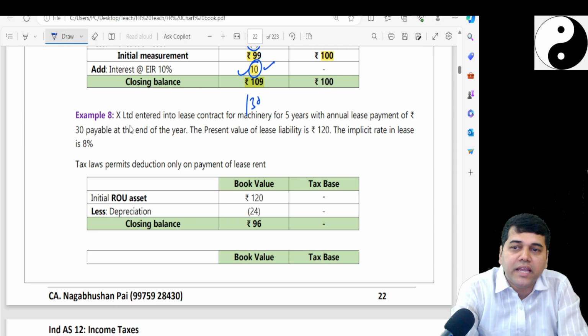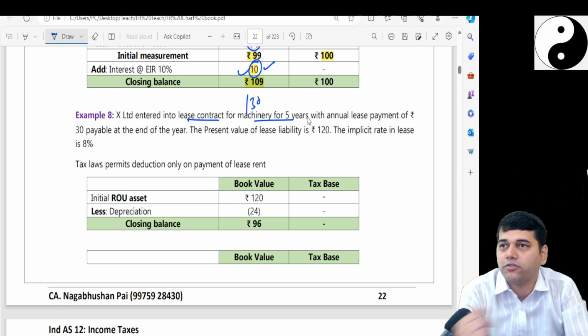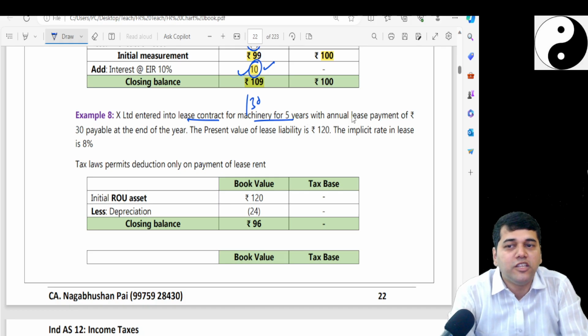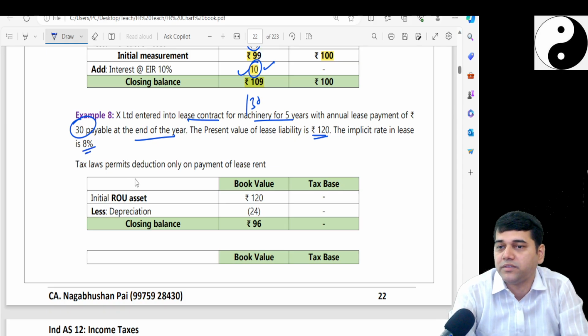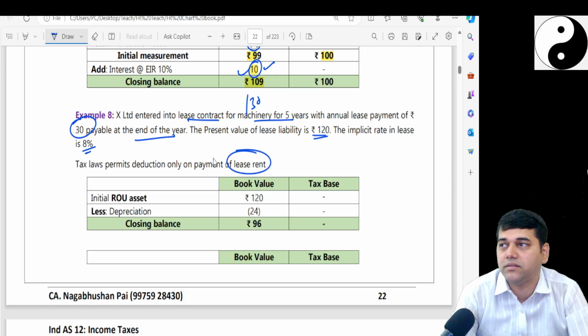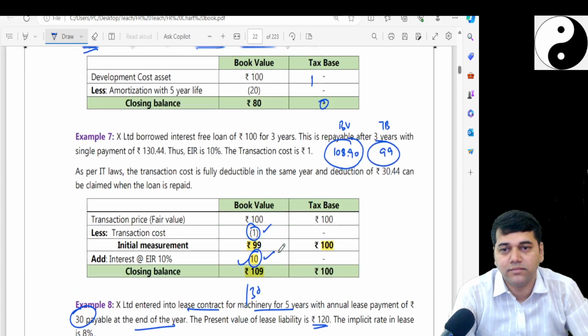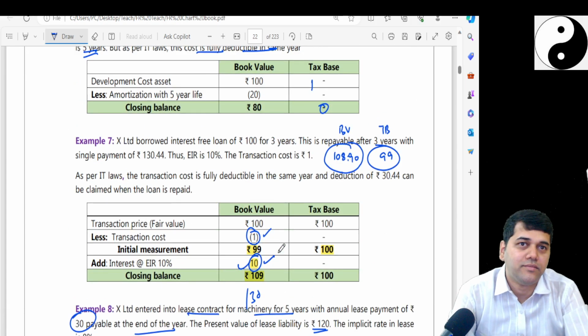So example 8: X entered into a lease contract for a machinery for 5 years. This also you have completed. Annual lease payment is 30 rupees payable at the end of every year. The present value of the lease liability is 120. Implicit rate is 8%. But the tax law permits only lease rent payment. Question clear?